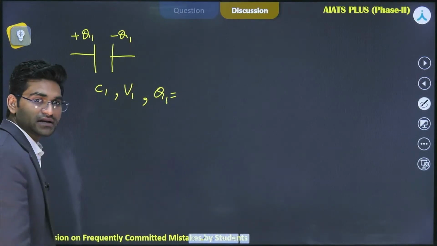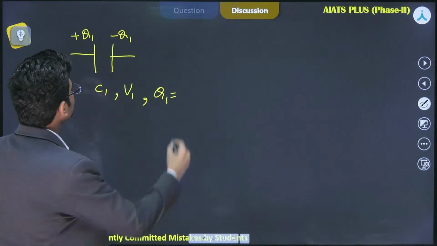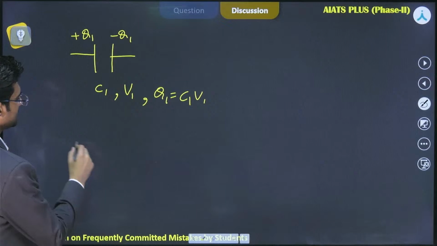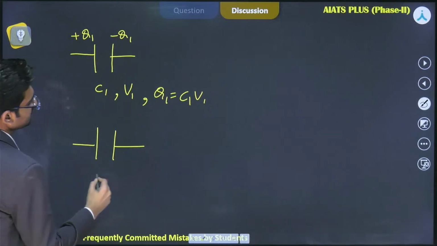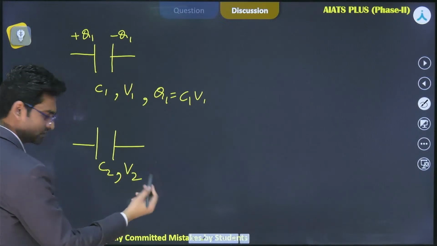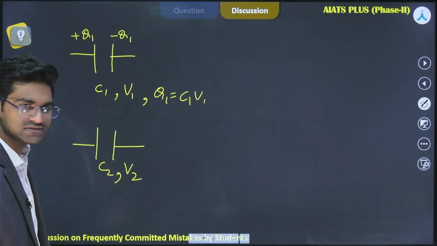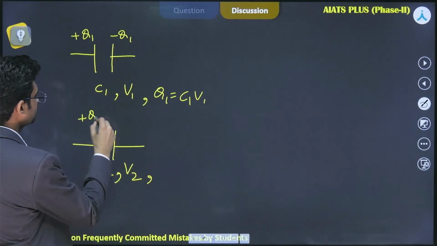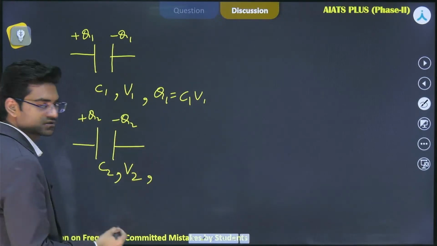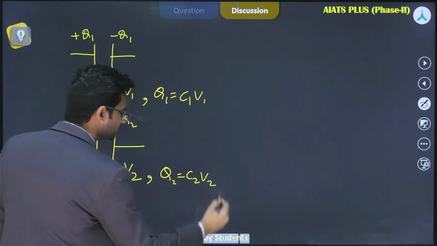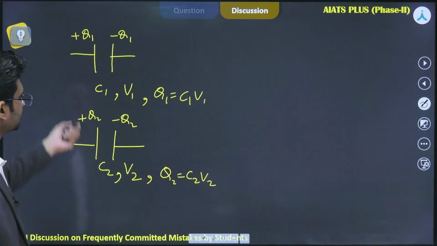So we know the formula, right? Q is equal to CV. So this will become C1 V1. Similarly, there is another capacitor. Let's say this is C2. It is being charged with V2. Let's say the battery has potential V2. So the charge will be plus Q2, minus Q2. Charge Q2 is equal to C2 into V2. All right, so these are the two capacitors.